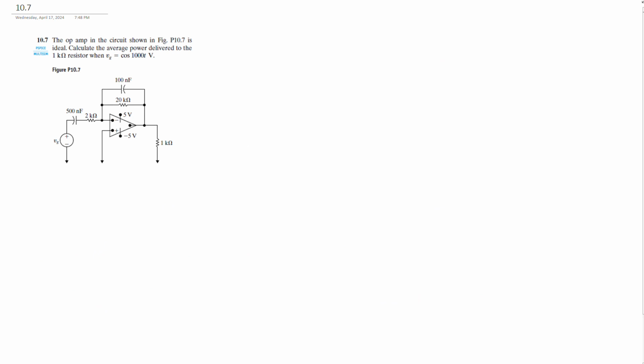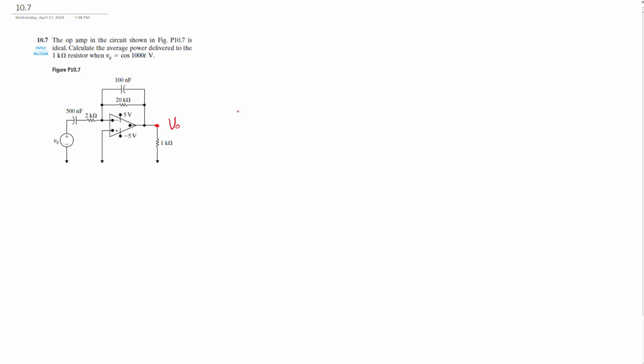All right, here is the next question. Is the op-amp in the circuit shown the following ideal? Calculate the average power, again real power P, delivered to the 1 kilo-ohm resistance here. To calculate the power on this impedance, we need to know the voltage here. We call it the output voltage.